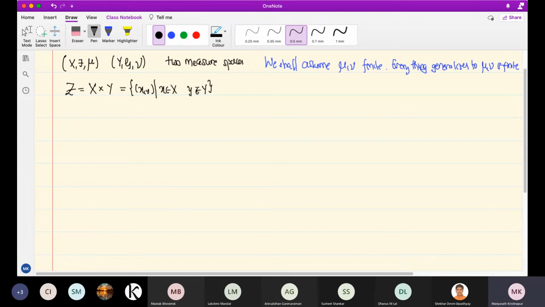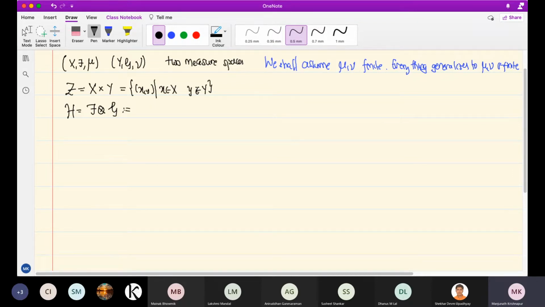Now do I have a measure structure on this? If I look at H, it is just a definition. Don't think that this is something I have defined before. It's just something I'm defining now. It is the notation for what I'm going to define. It is a sigma algebra on H. What is a natural sigma algebra on H? I have the sigma algebras on X and Y. What is the natural sigma algebra on H?